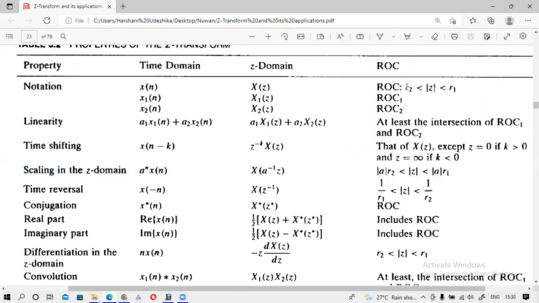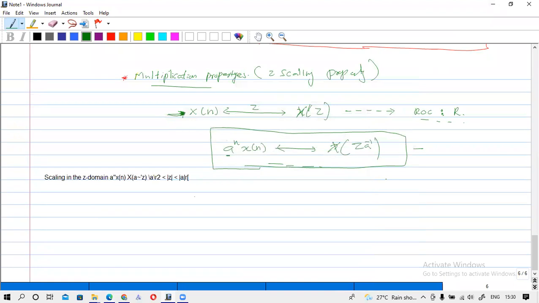Here you can see that this is the ROC for the original one, and this is the ROC for the later one, the scaled one. So the ROC is multiplied by the magnitude of A, no? That is what we have done. So if the ROC is R for this signal, then for the scaled signal the ROC is magnitude A times R, correct? This is the multiplication property.